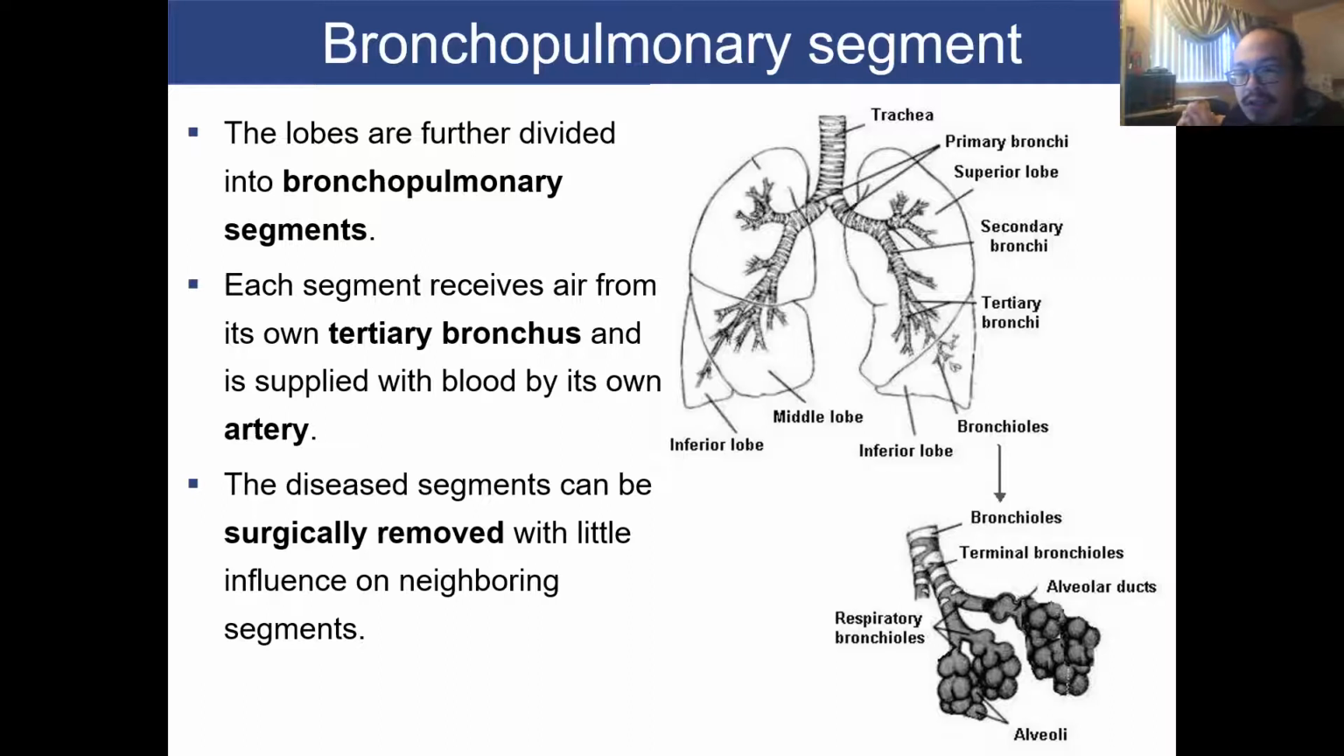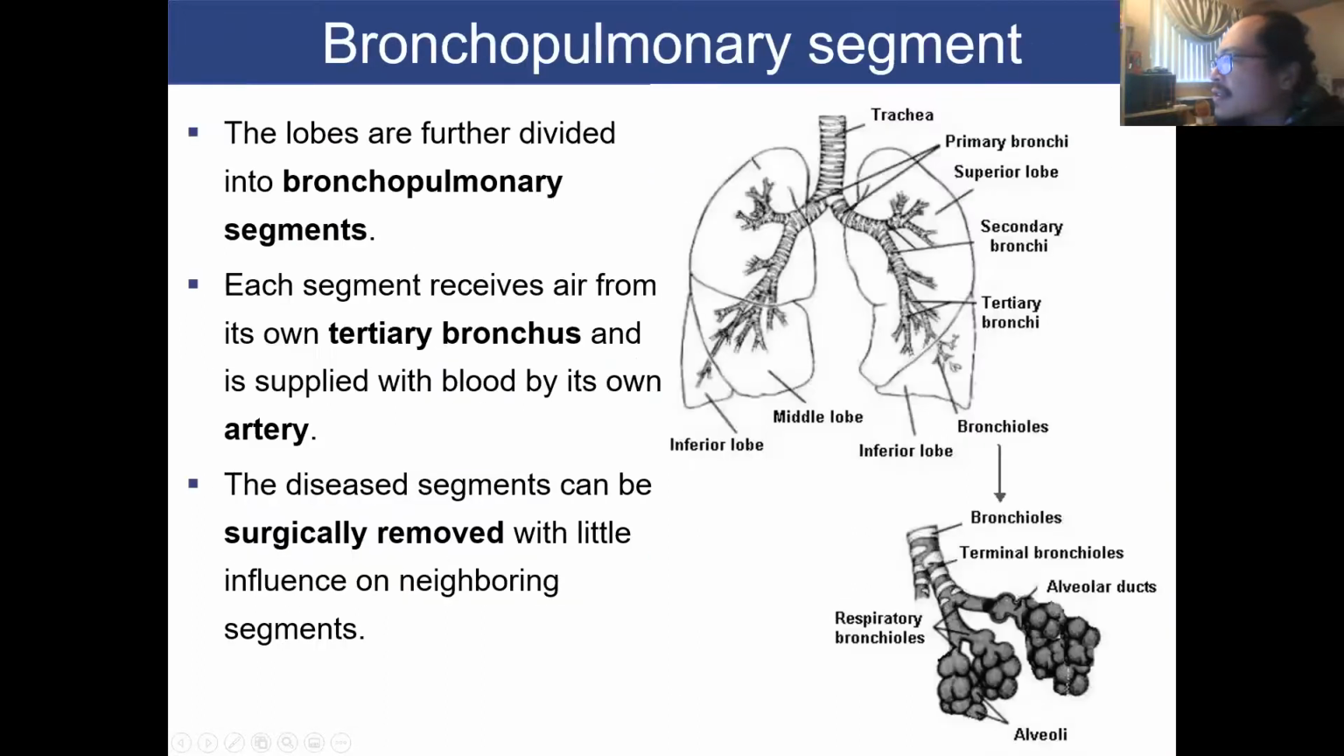And by doing so, we can remove this. This is the smallest unit that we can remove from the lung while keeping the entire remaining portion of lung healthy. So that's that. So each of these bronchopulmonary segments is separated by its tertiary bronchus. That's that.